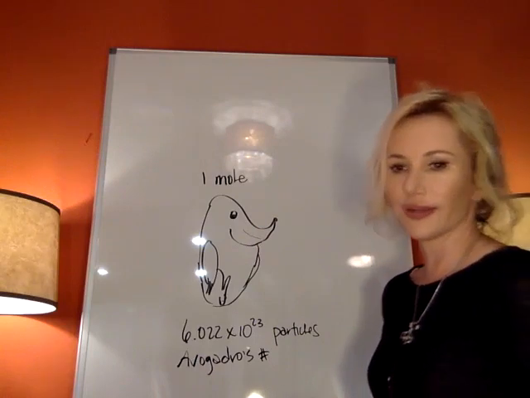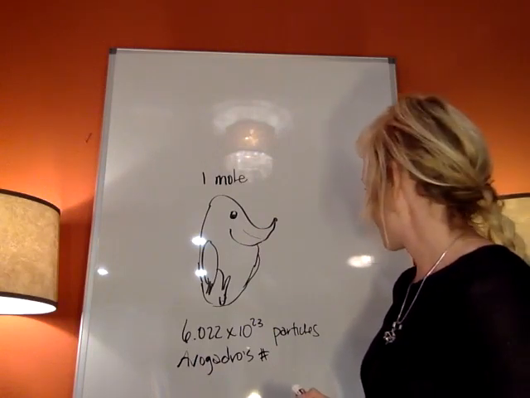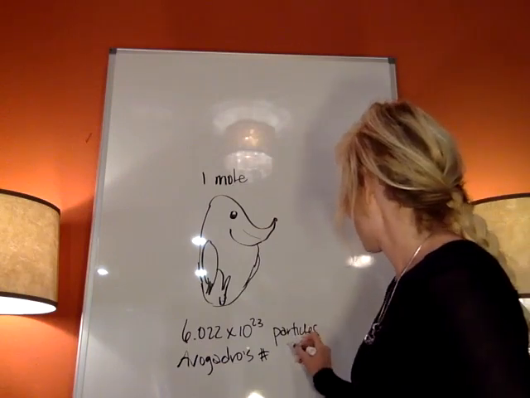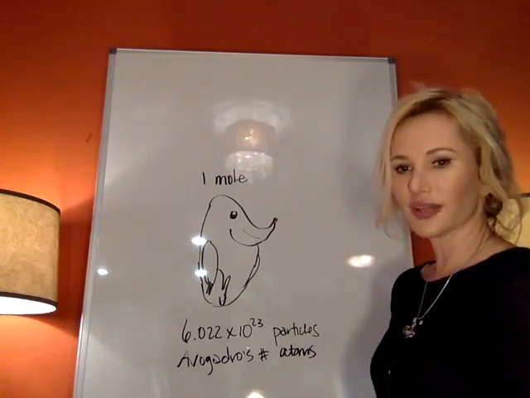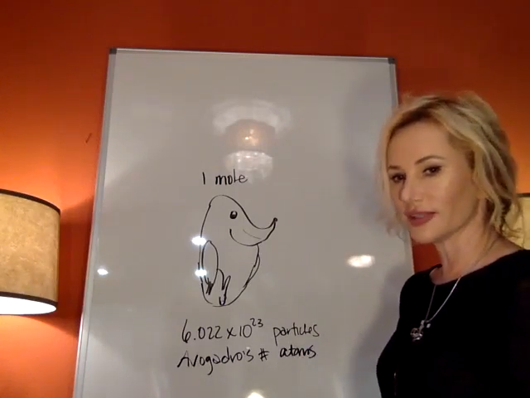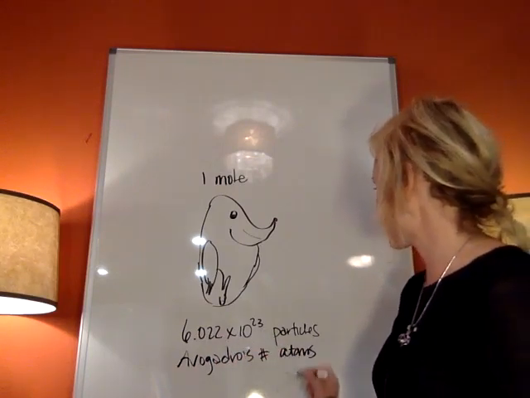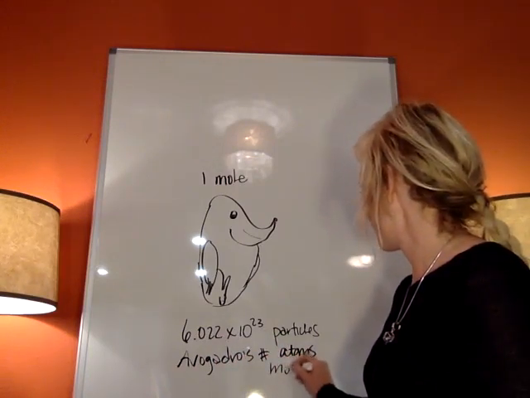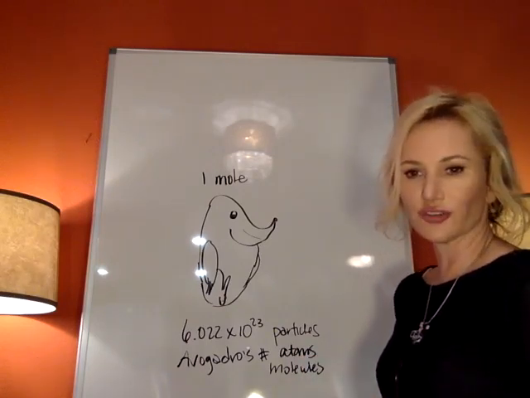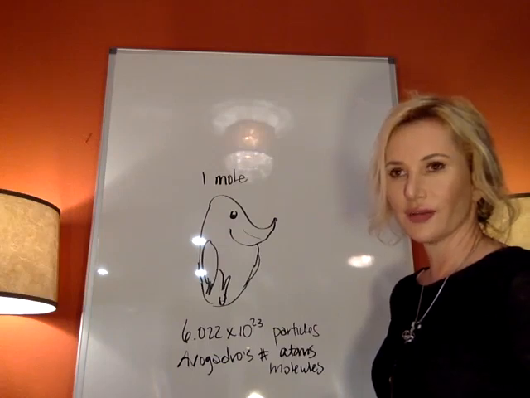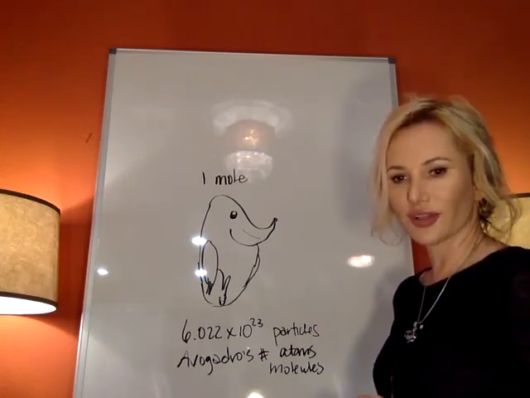They want to use it all the time. But you actually only use this number if they ask how many atoms. Because 1 mole of any element has 6.02 times 10 to the 23rd atoms. Or how many molecules? So if you're talking about H2O or ethanol or hydrogen peroxide, those are molecules.